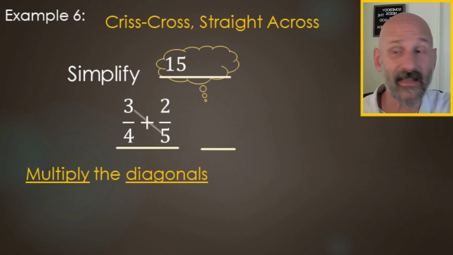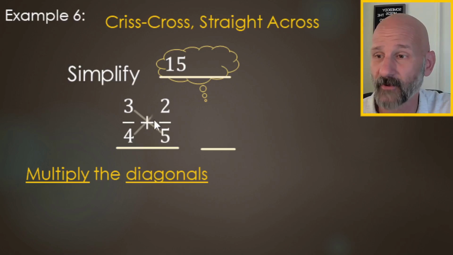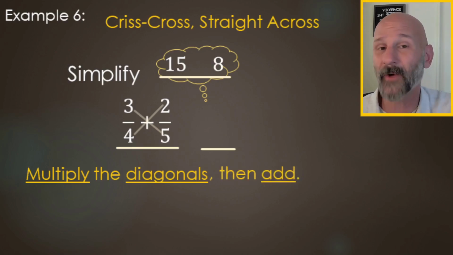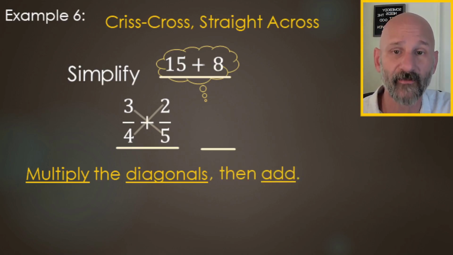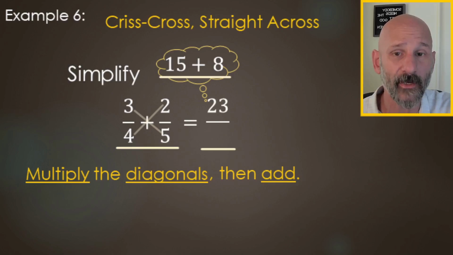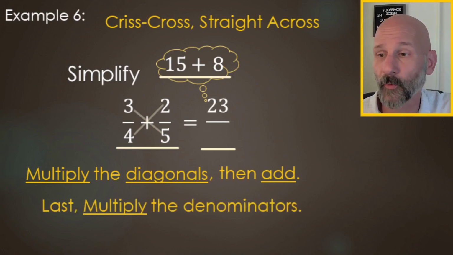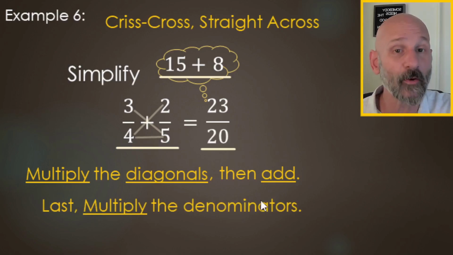And now next, the other diagonal, the other crisscross would be 4 times 2, and that's going to make an 8. So we're holding the 15 and the 8 in our head, and then we're going to add these two numbers together. 15 plus 8, that's going to make 23. That's going to be your numerator. Okay, now we're going to multiply the denominators. So we're going to go 4 times 5, and that's going to equal 20. And we're done. This is it.